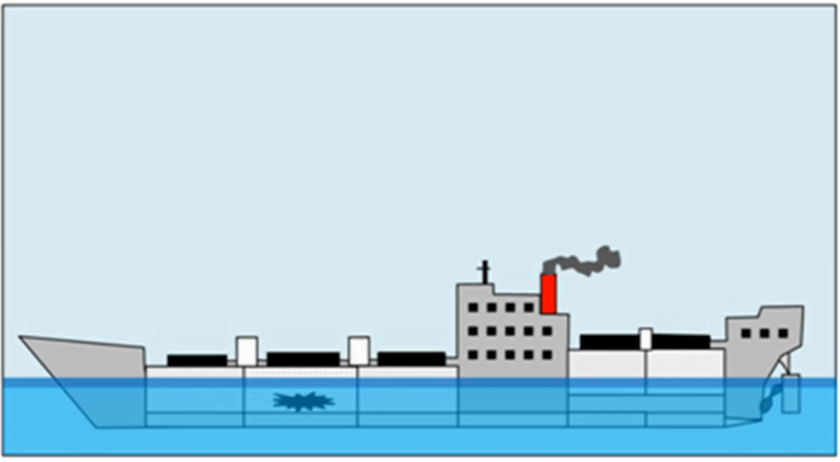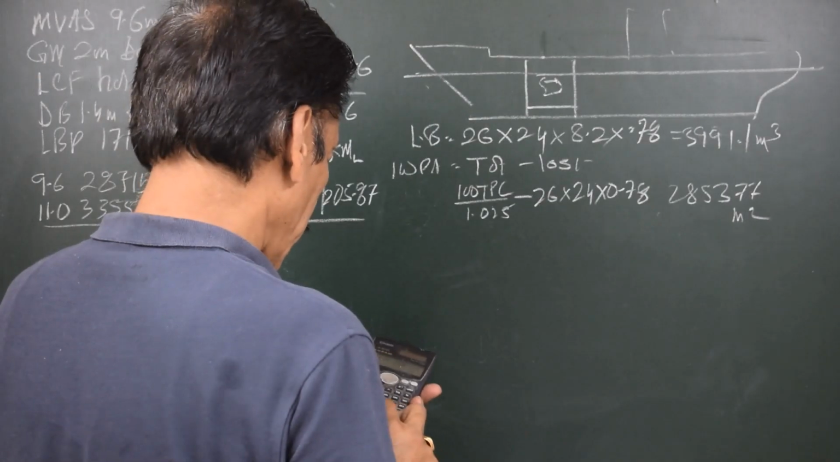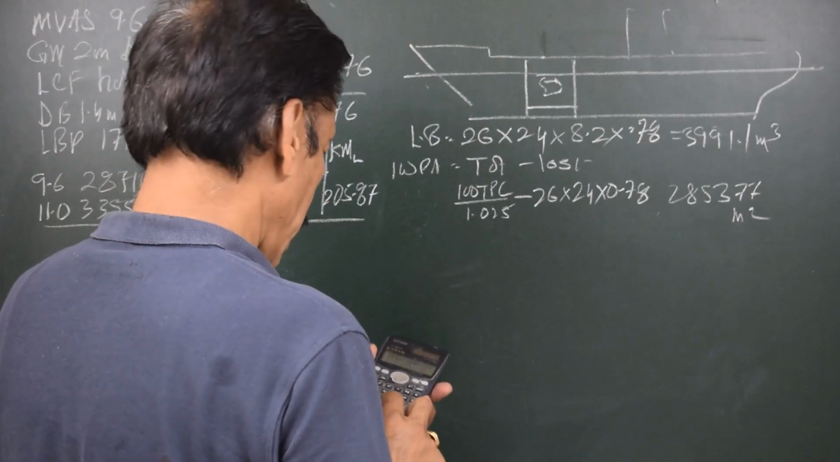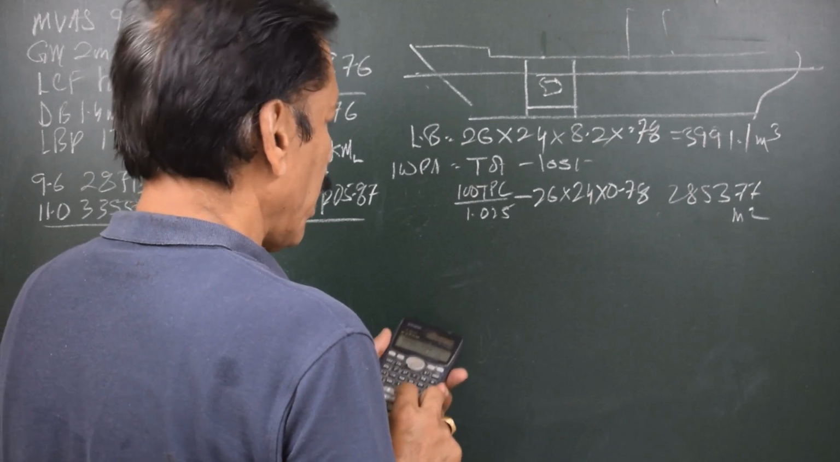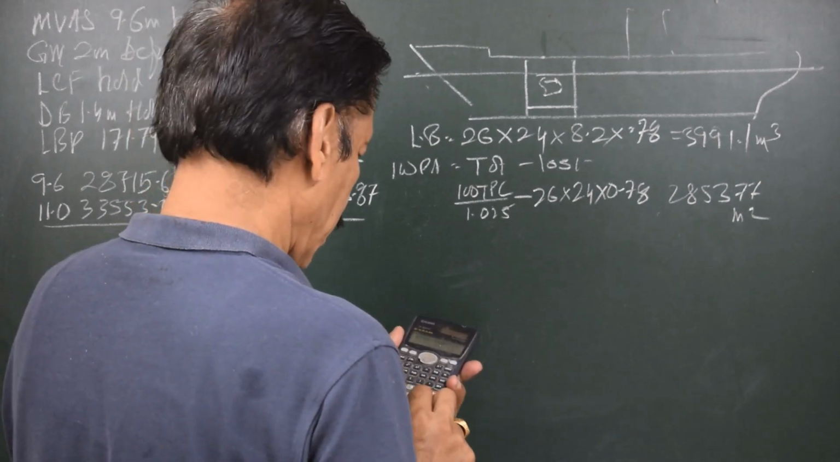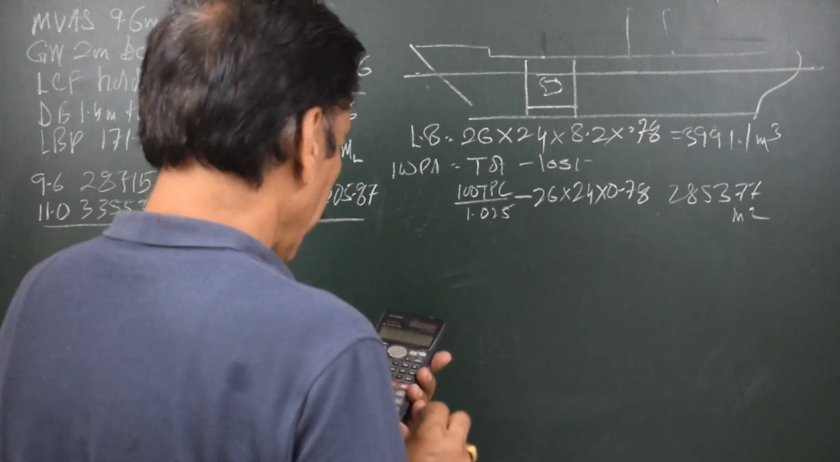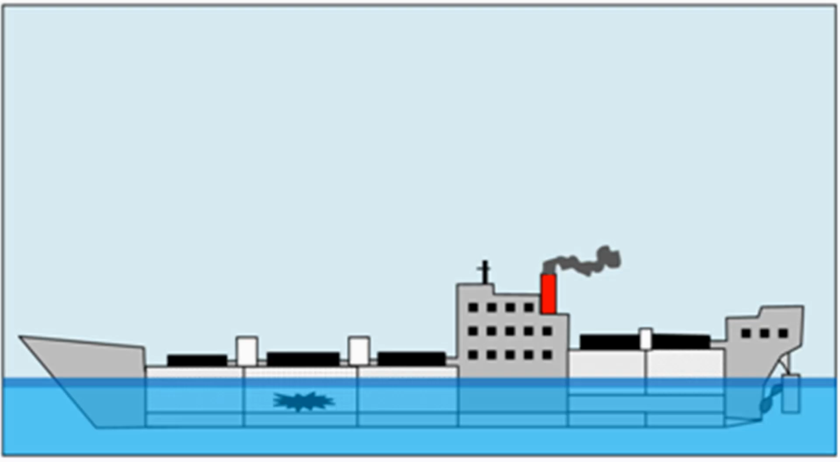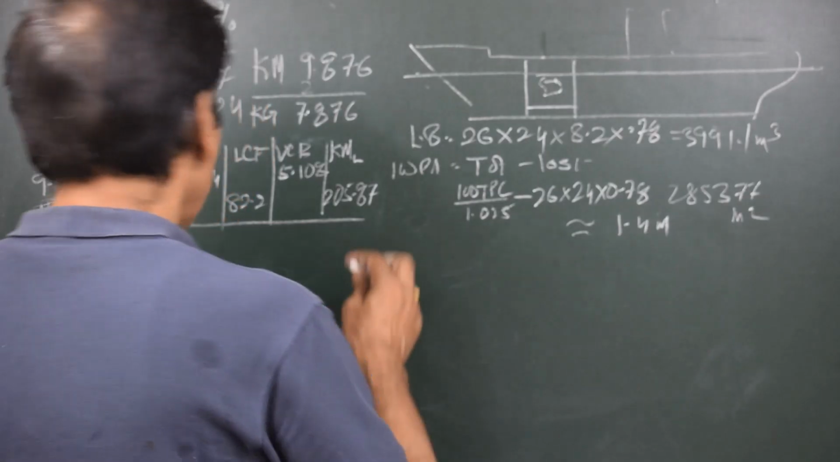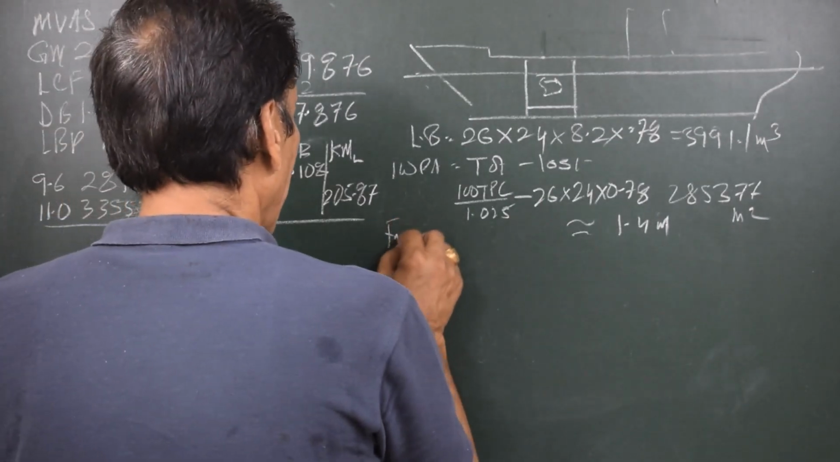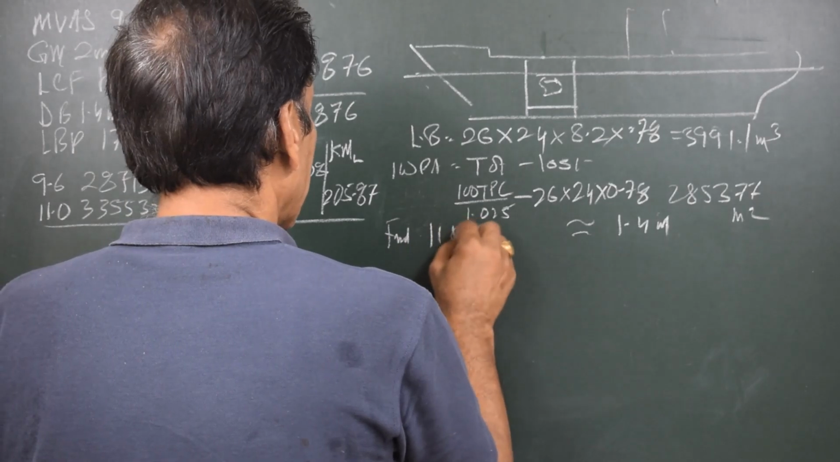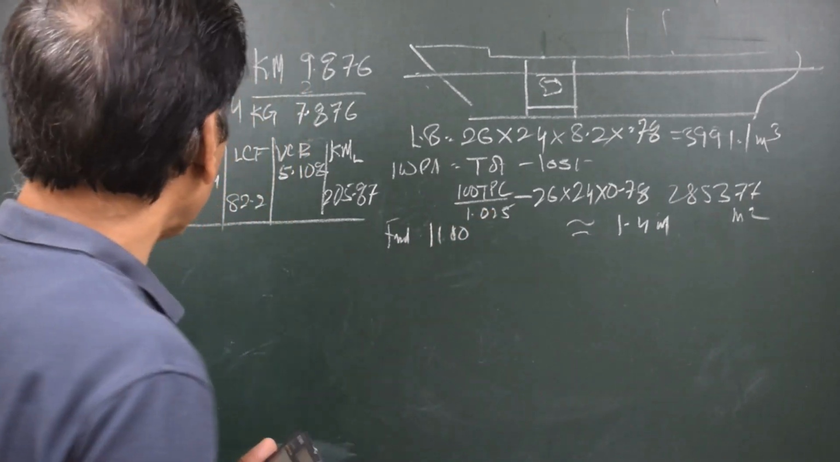So the sinkage is equal to lost buoyancy upon intact water plane area. The lost buoyancy is 3391.1 divided by 2853.77. This gives me 1.398. So we can take the sinkage approximately as 1.4 meters, which will help us understand the calculation better with round figures. So we say that the final draft is 11.00 meters.